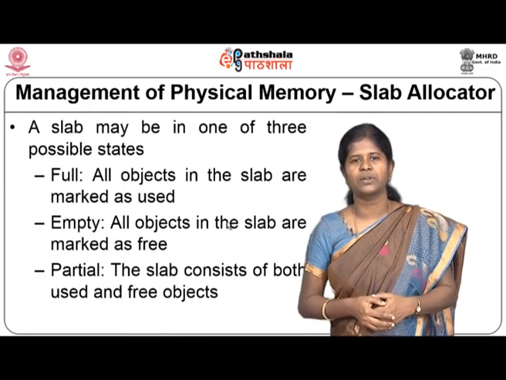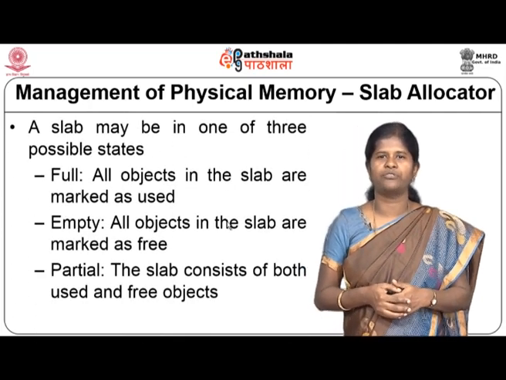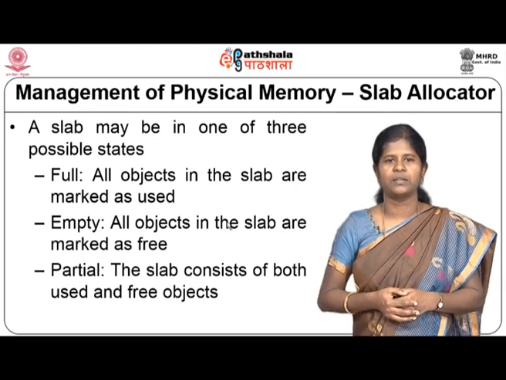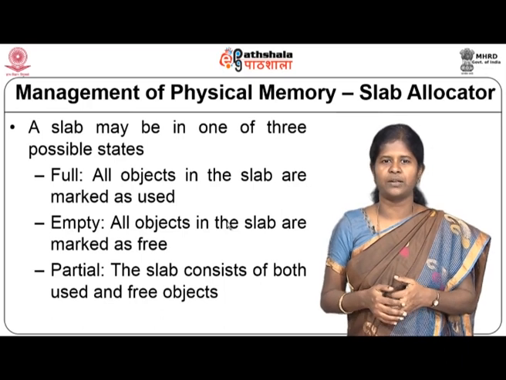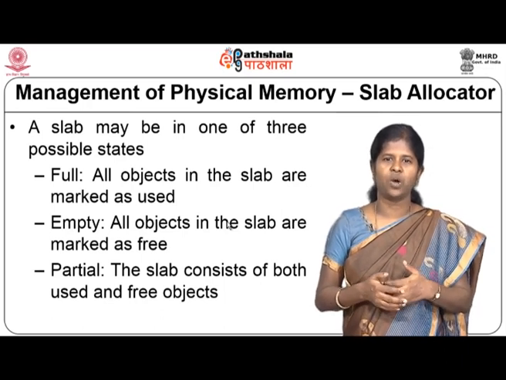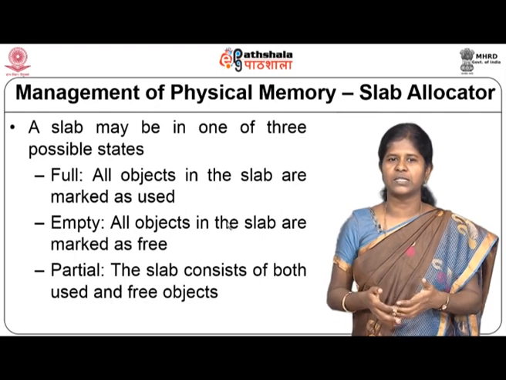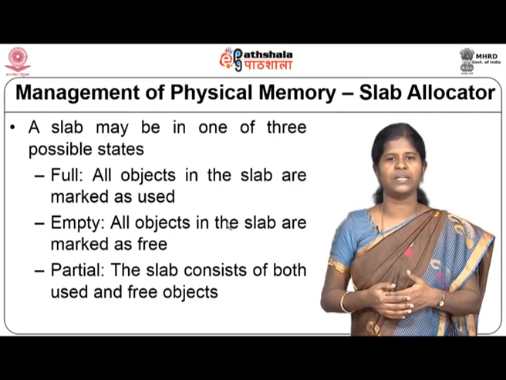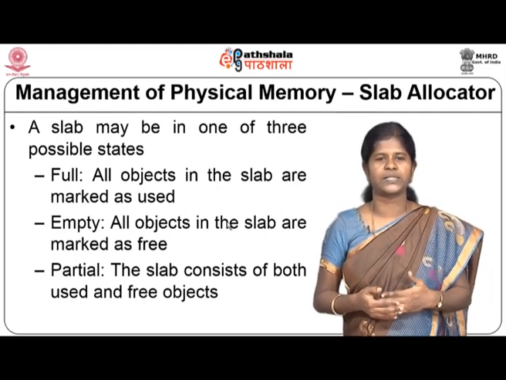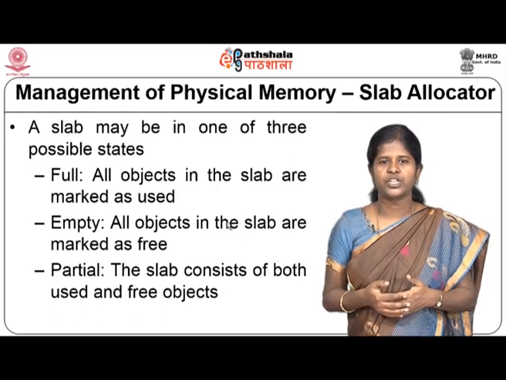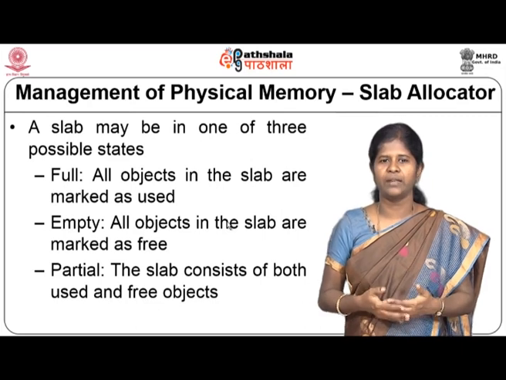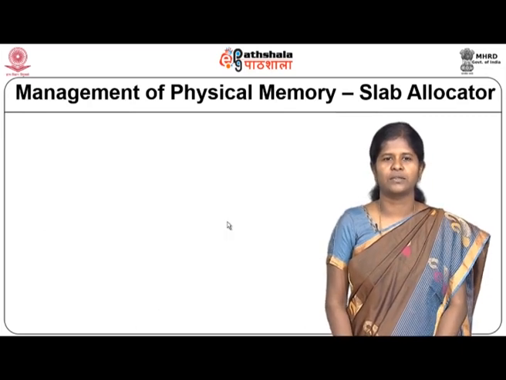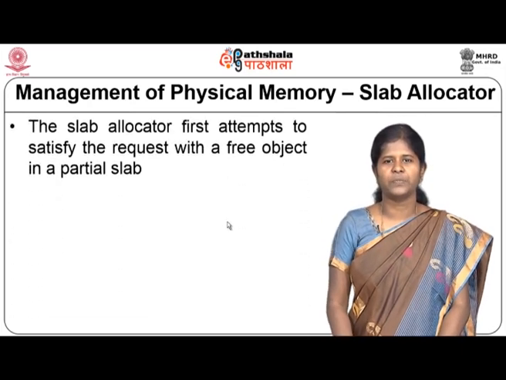Any slab can be in one of 3 possible states. The slab can be full, empty or partial. Full in the sense that all the objects in the slab are marked as used. Empty means all the objects in the slab are marked as free. Partial means the slab consists of both used objects and free objects. Now, we will see how allocation is being done.